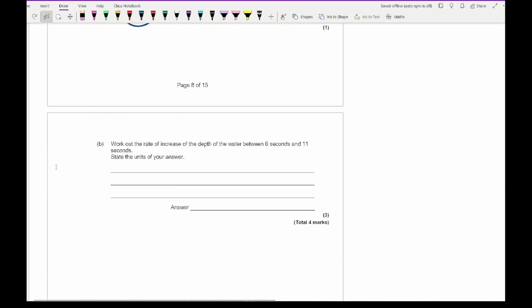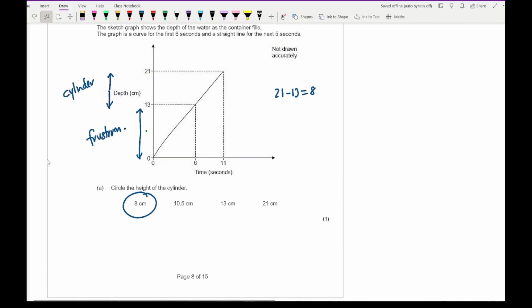The next question then says, work out the rate of increase of the depth of water between 6 seconds and 11 seconds. State the units of your answer. So if I highlight the 6 seconds and 11 seconds, it's asking me to work out the gradient of that blue line.